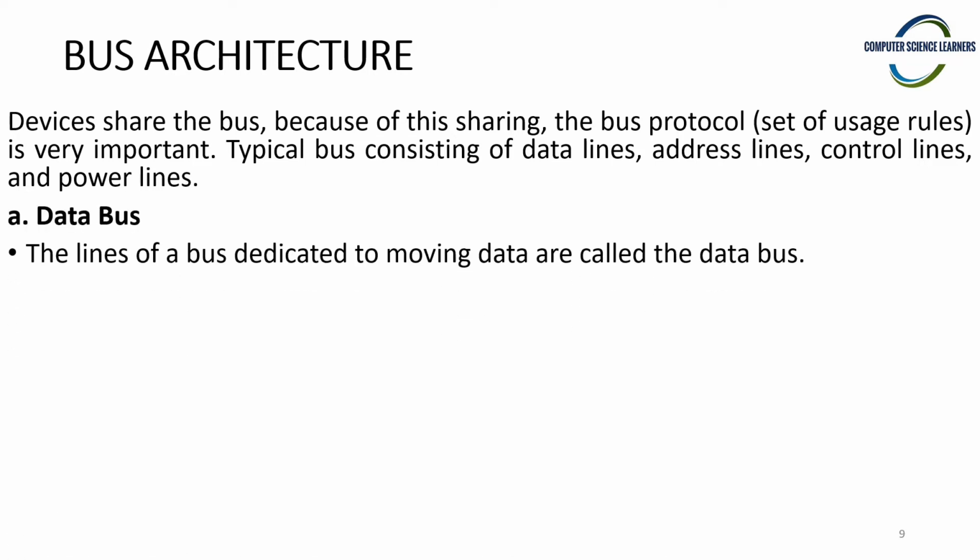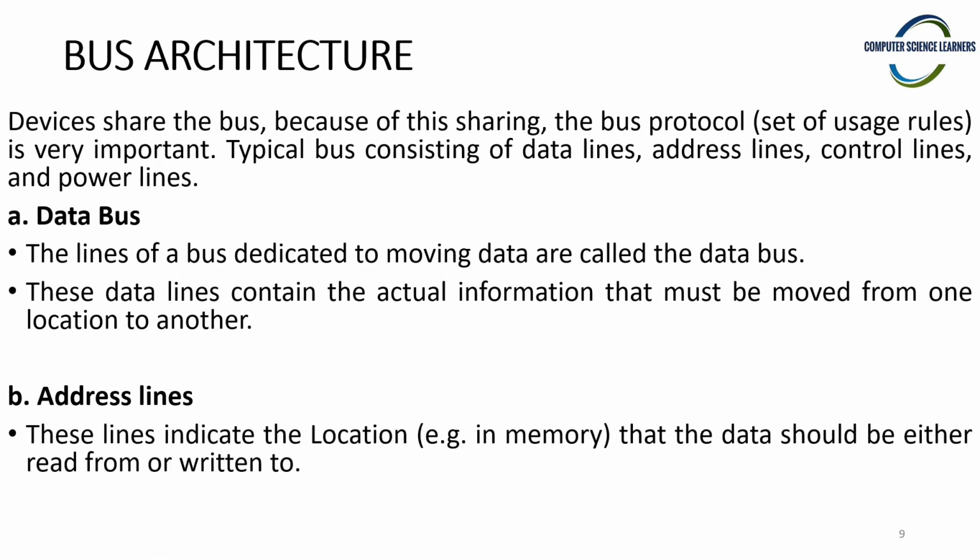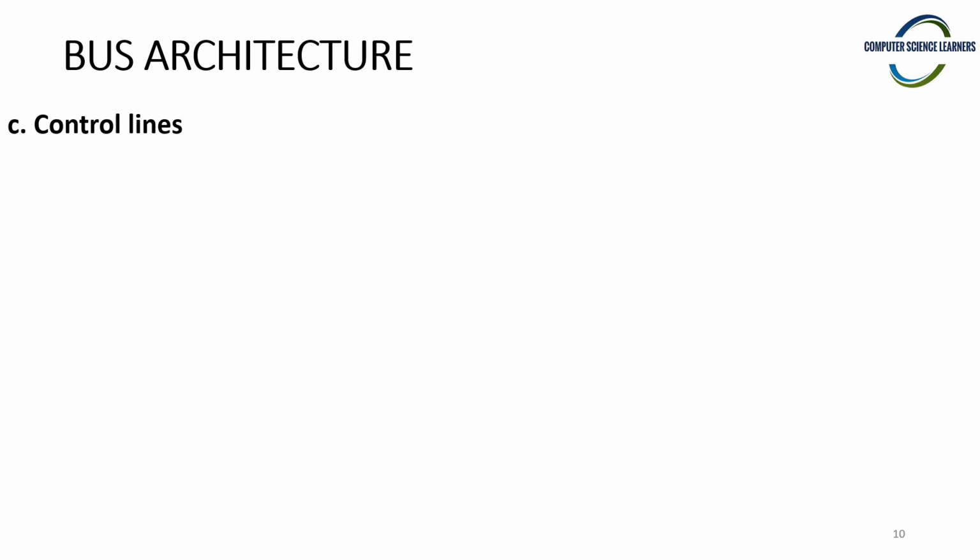First of all, the data bus. The data bus is dedicated to moving data to and from the memory, or maybe we can access the data from the registers also. Address lines indicate the address or location in the memory from which we want the data to be read, or where we want to write the data. In that case we need to give the address to the memory through the address bus.